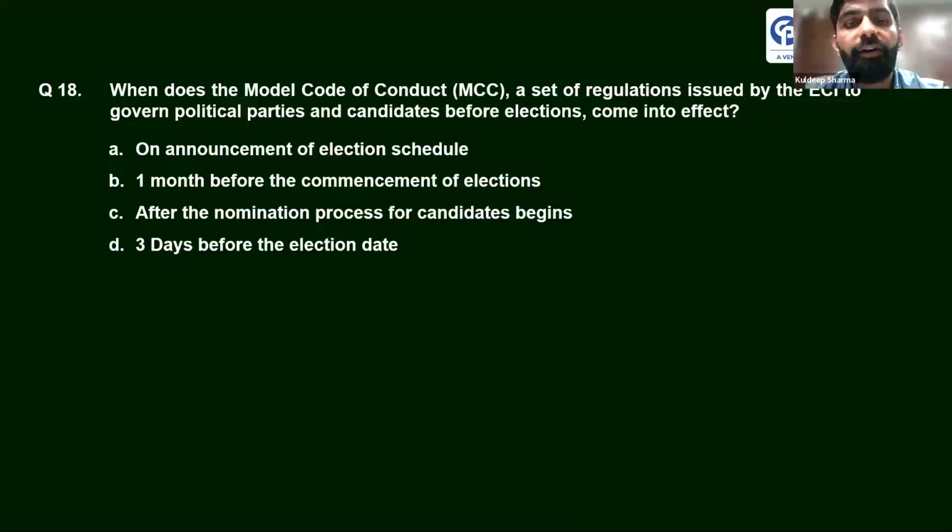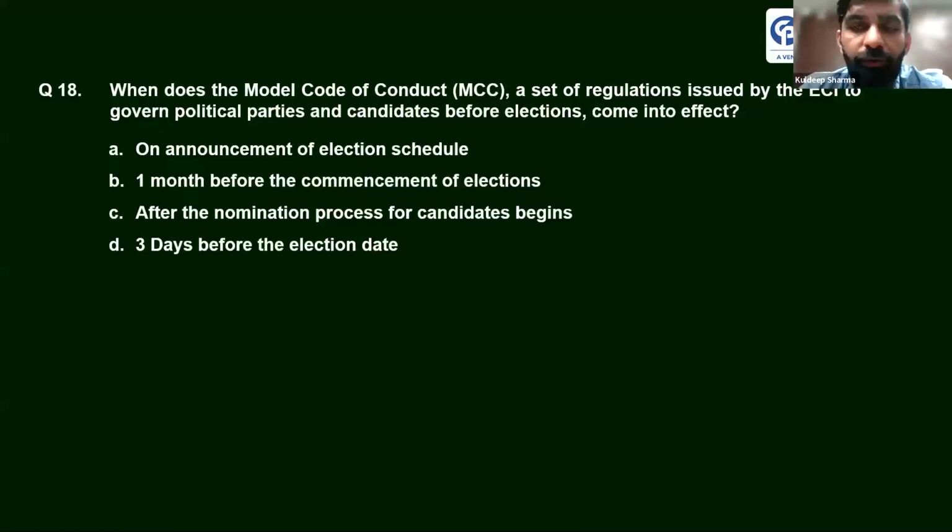Next question: when does the Model Code of Conduct, a set of regulations issued by the ECI to govern political parties and candidates before elections, come into effect? Basically, the model code of conduct was agreed between the parties in the 1960s. It's a set of regulations, more of an ethical code, and there is no legal implication. We do not follow it, and the Election Commission has been given power to enforce it.